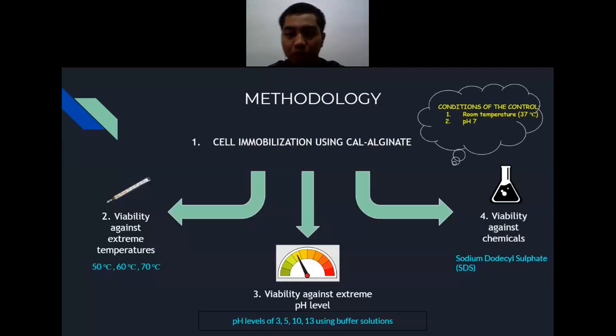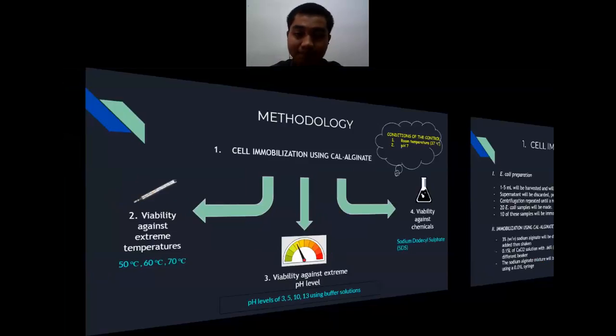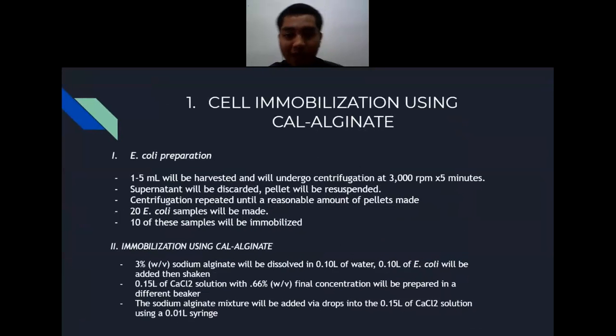The conditions of my control would be at room temperature 37 degrees Celsius and a pH level of 7. The conditions of my experiments would follow as such unless stated otherwise. For E. coli immobilization, first I will prepare the E. coli as mentioned here. Then I will immobilize. I will produce 20 samples of E. coli before I will immobilize 10 of them. For immobilization using calcium alginate, I will be using sodium alginate and calcium chloride and the E. coli samples. It would take about an hour to produce immobilized E. coli samples from the free living E. coli samples.